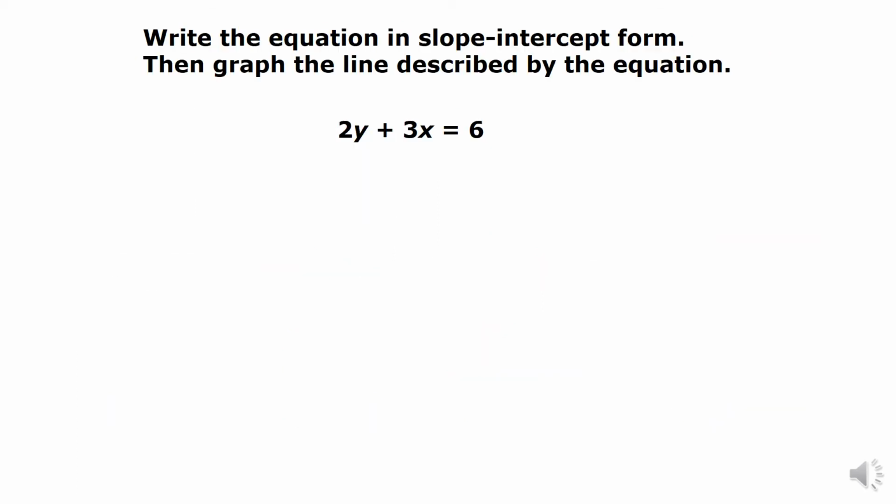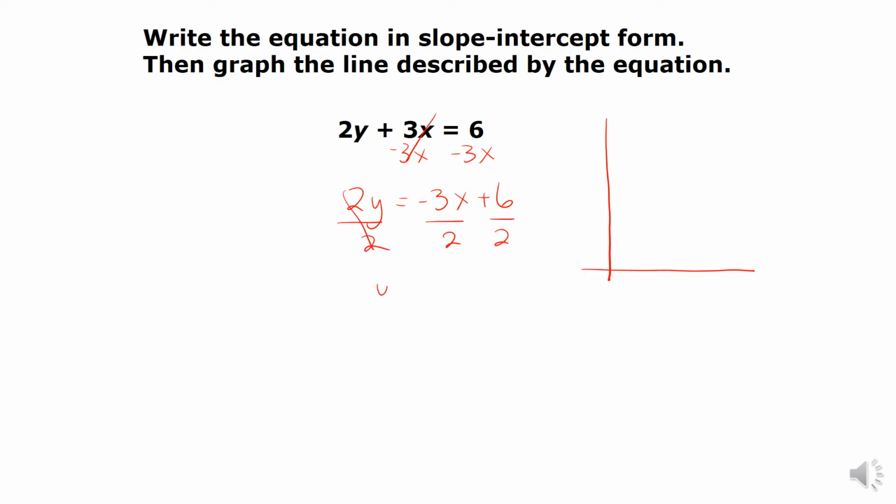Okay, all right. So write this equation in slope-intercept form, then graph the line. The first thing I can see is I have to graph this, and I have to write it in slope-intercept form. So I'm going to subtract the 3x from both sides. I get 2y equals negative 3x plus 6. And I'm going to divide every term by 2. And I get y equals negative 3/2 x plus 3.